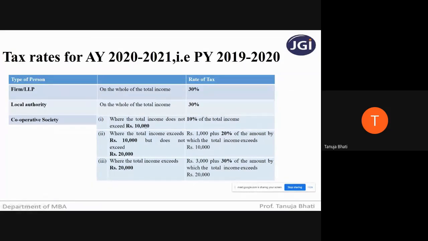Where the total income does not exceed 10,000, then 10% tax you need to apply. Where the income is exceeding 10,000 but does not exceed 20,000, then 20% tax you need to charge. And when the total income exceeds 20,000, then 30% tax. Cooperative society more likely will not come in your examination, but that doesn't mean you are not aware of it. Just for your awareness, I am giving the cooperative society tax slab rates, even for your knowledge. So is this slide clear to all?